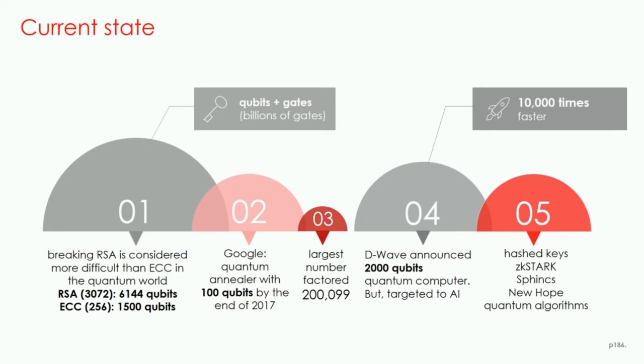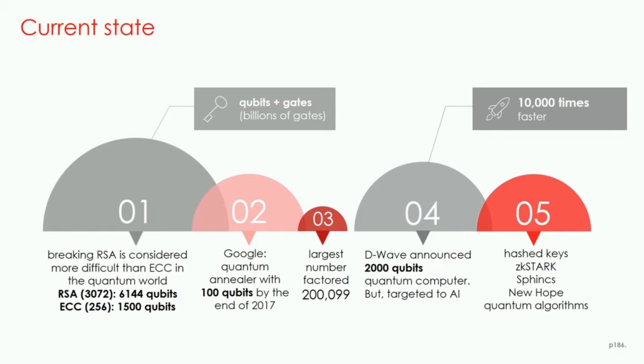At the moment, we have Google announcing that they will build a quantum annealer with 100 qubits by the end of 2017. I don't think they will manage to do it, but probably 49 or 50, it's possible. The largest number factored is still very small. It's just 200,000. But there are some companies, for example, D-Wave, that announced a 2,000 qubit processor.